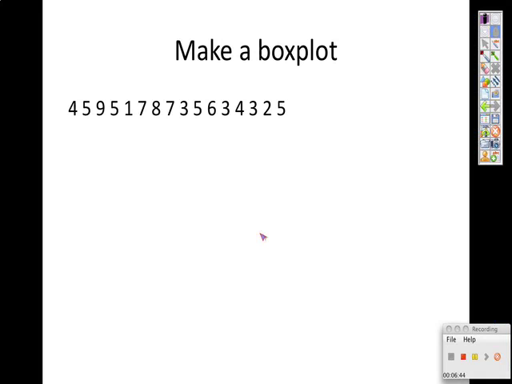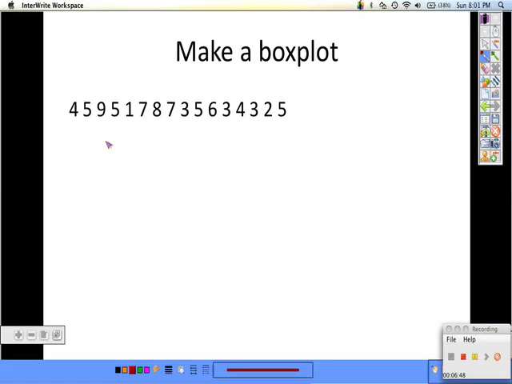So I want to make a box plot for this. First thing that we have to do is list this data in order so that we can find the quartiles. And I find it useful to cross things off as I write it down. 3, 3, 3, 3 threes. 4, 4, 2 fours. 4 fives.